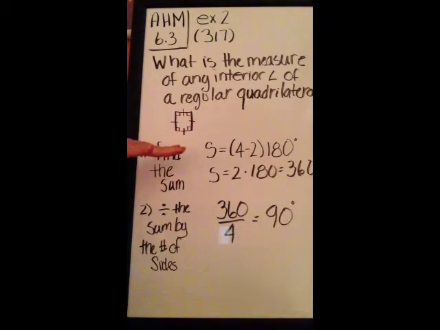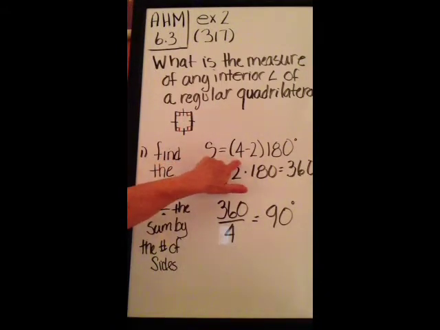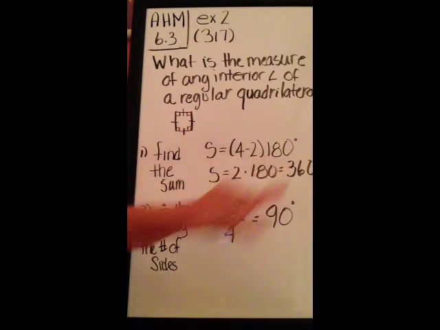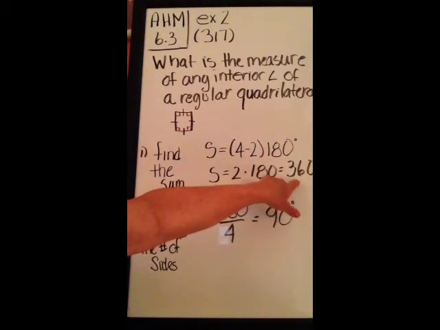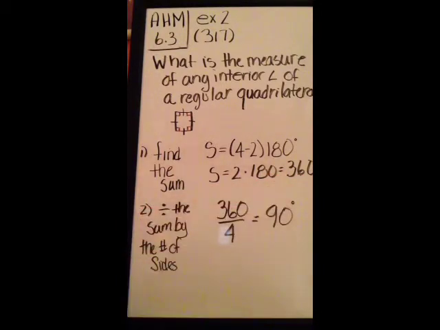So the first thing we want to do to determine the measure of any angle is to find the sum of the angles. And we use our sum formula, which says sum is equal to the number of sides, in this case 4 minus 2 times 180. So if we carry out the math there, we find that the sum of all the angles of a quadrilateral are 360. And then I want to divide by the number of sides, which in this case is 4. So 360 divided by 4 is 90 degrees.